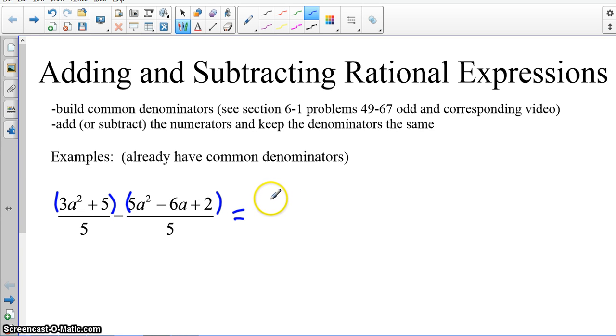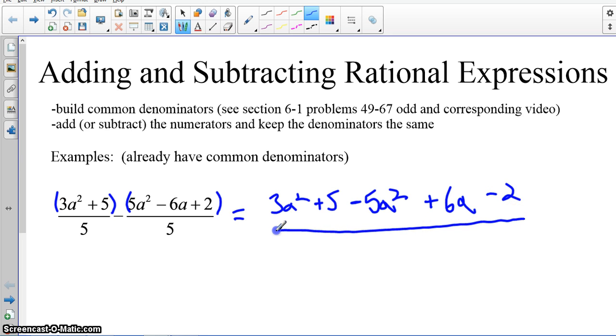The new numerator would be 3a squared plus 5 minus 5a squared plus 6a, because we are subtracting the negative 6a. We subtract everything in the second numerator. So minus 5a squared plus 6a, because we're subtracting a negative, minus 2.